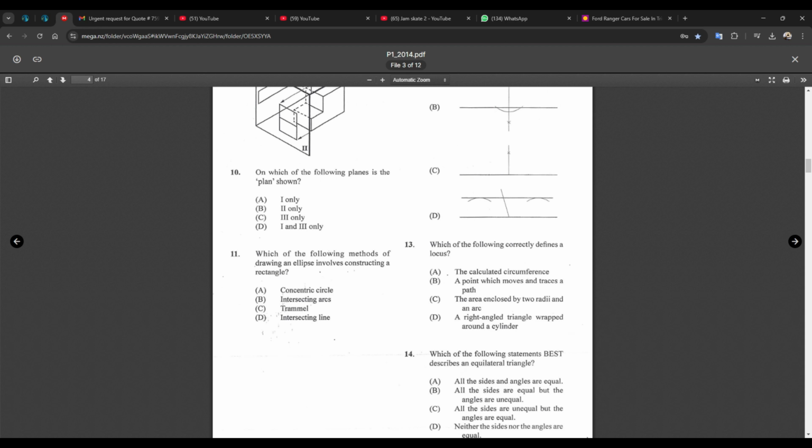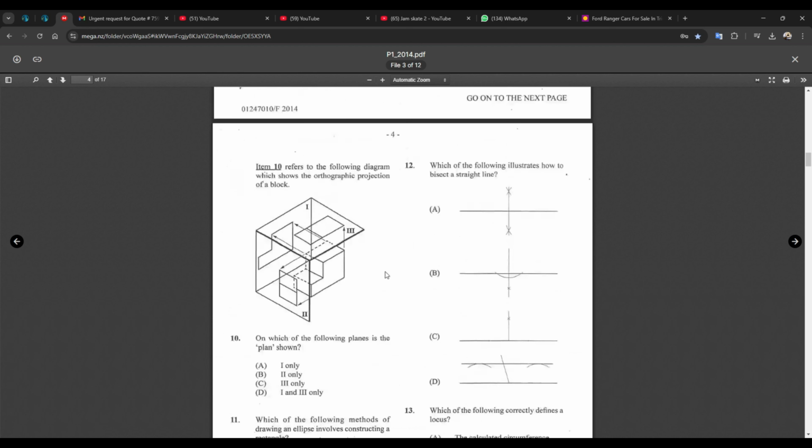Number 11, which of the following methods of drawing an ellipse involves constructing a rectangle? Concentric circles, intersecting arcs, trammel, or intersecting line? The answer is D, intersecting line. It's also known as the rectangle method.